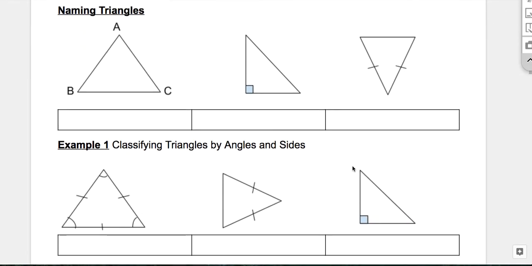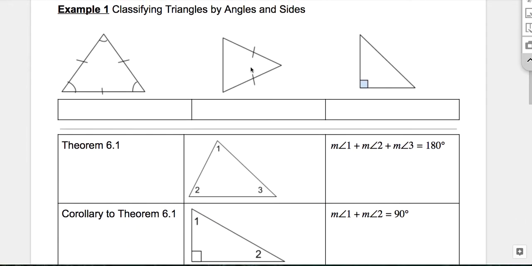So now we're going to go and look at some triangles and start classifying them. So we're looking at some markings. If we have these tick marks on the sides, that means that those sides are congruent. So here I can see three sides that are congruent. And that means that by sides, this is an equilateral triangle. And then I'm going to classify it by angles as well. So looking at these angles, none of these angles look like right angles. So that means that this is an acute triangle.